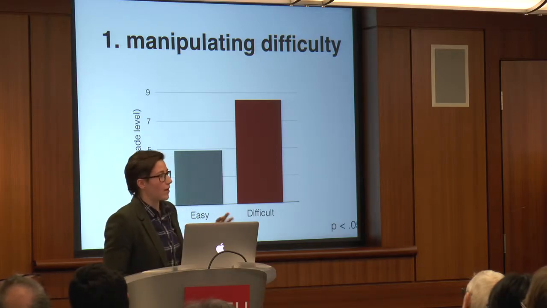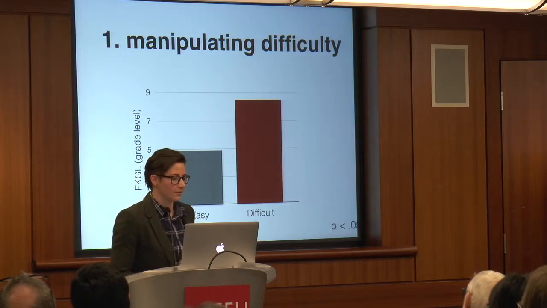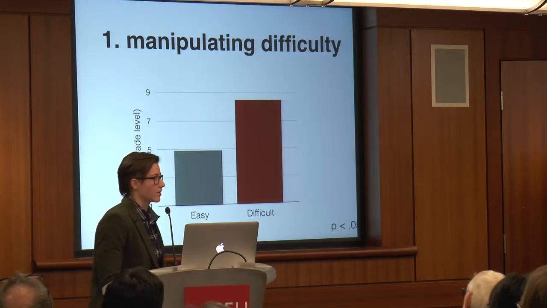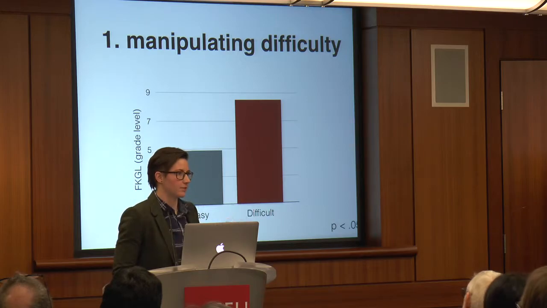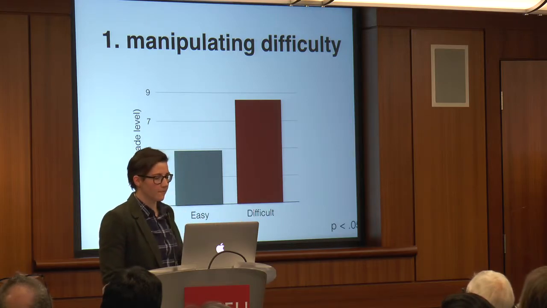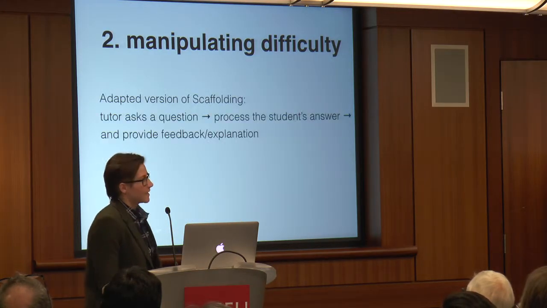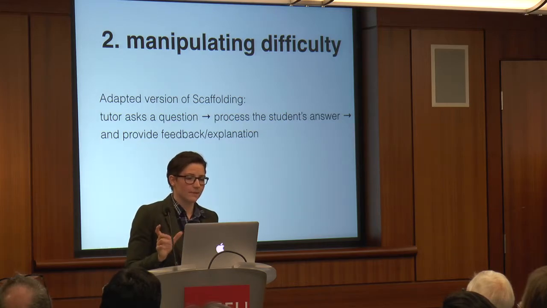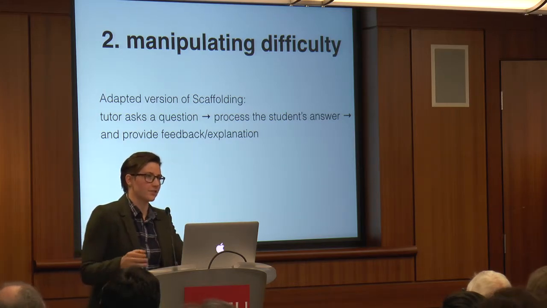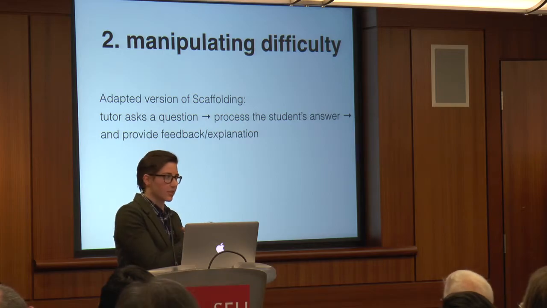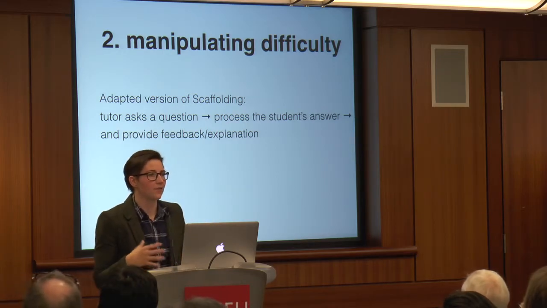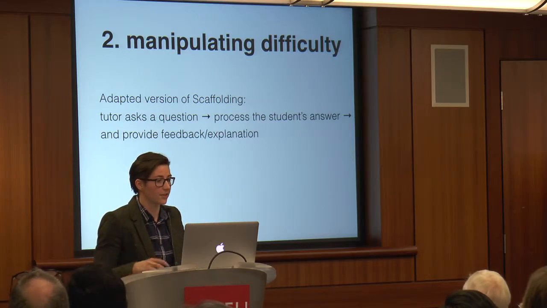The easy versions were around a grade level of 5, and the difficult versions were around a grade level of 9. So these students were in high school, so a grade level of 5 would be much below their average reading level. The second section of the tutor that we manipulated was the scaffolding section. Whereas we manipulated language in the instruction section, here we manipulated how the questions were asked, or what type of answers a student needed to give.